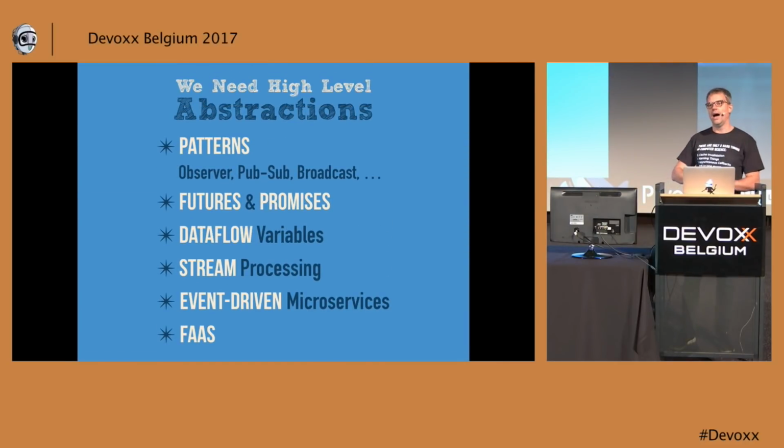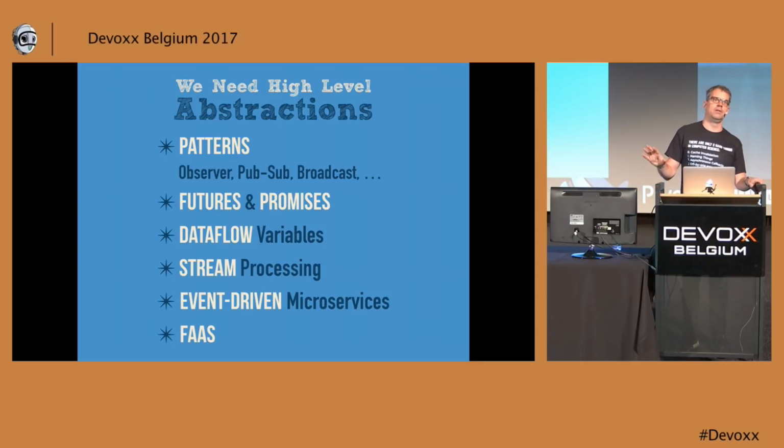What we need, I think, is higher-level abstractions. We should see the event loop and callbacks as a great building block for building higher-level abstractions that we can reason about semantically, that we can compose, etc. And these are no aliens to you guys. We have had patterns for many years, like the observer pattern, the pub-sub pattern, broadcast and multicast, and these types of things; they build great on top of an event loop.